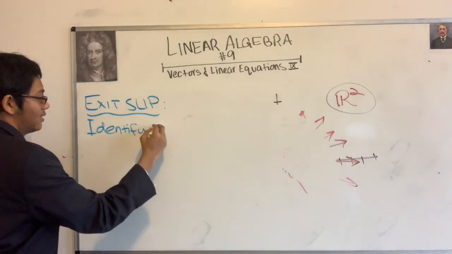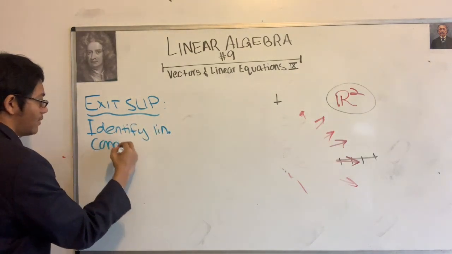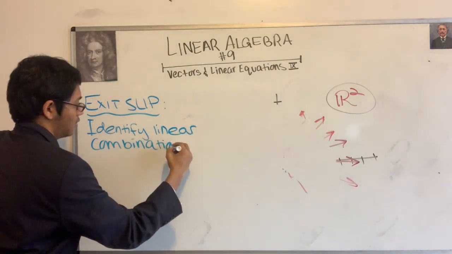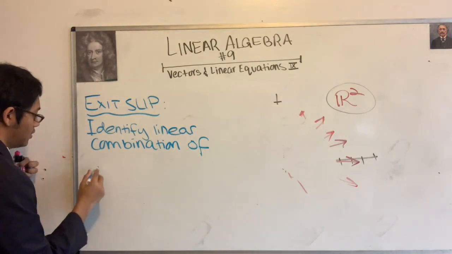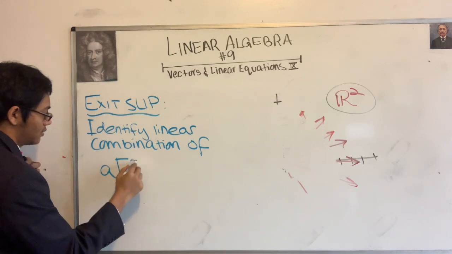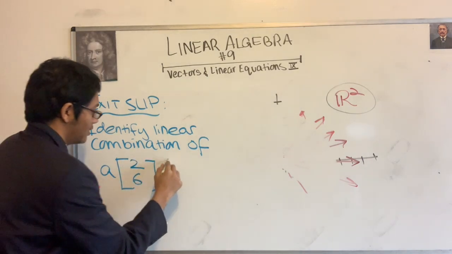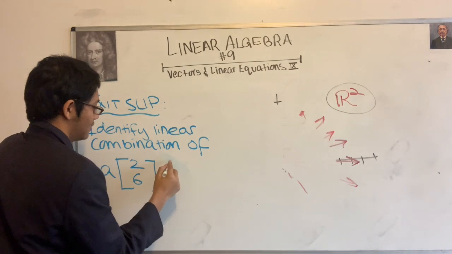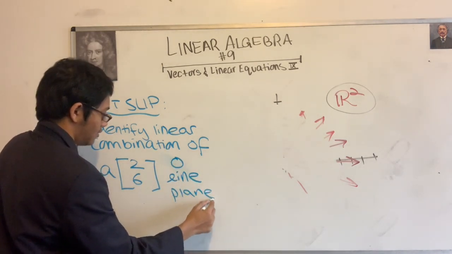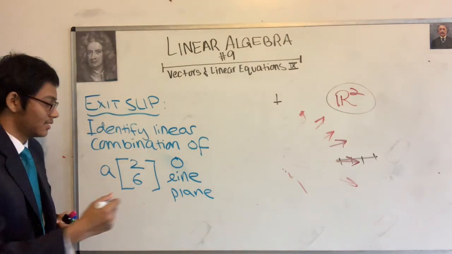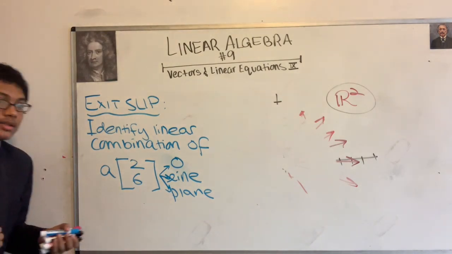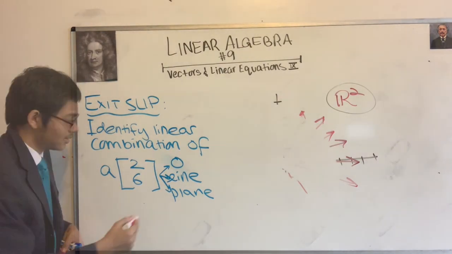Identify linear combinations. I don't know, 2, 6. So these are your choices. Good luck. So the answer is one of these 3, or maybe more than one. Good luck.